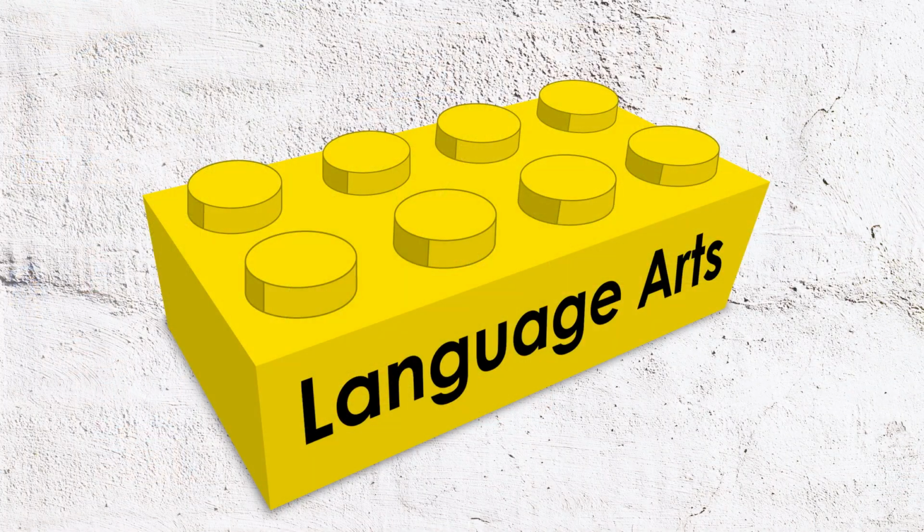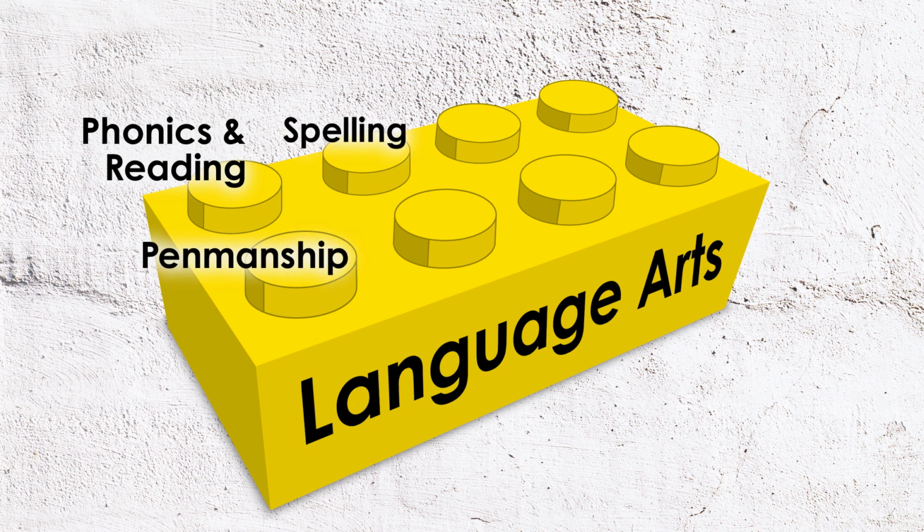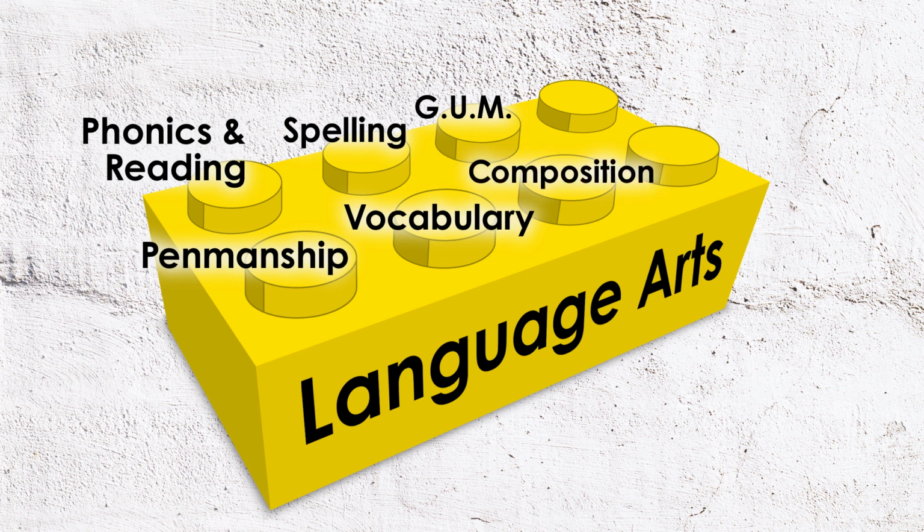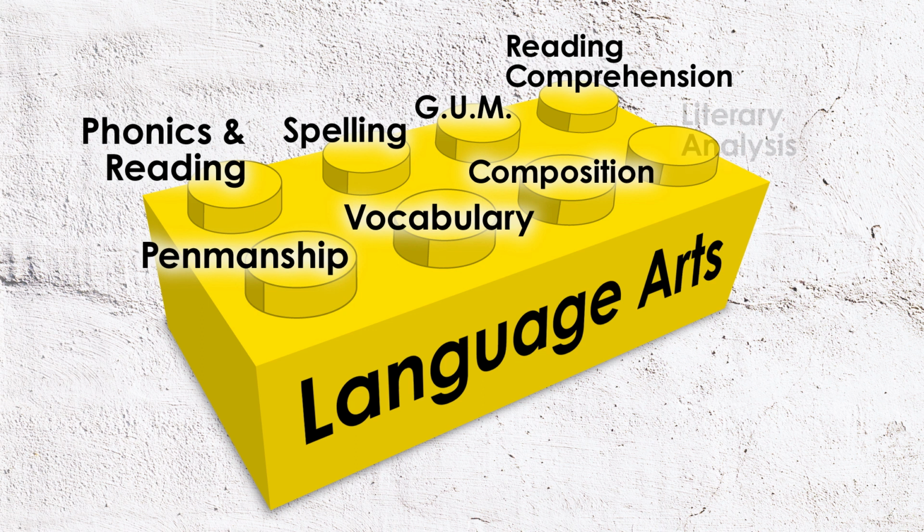Language skill progression is easily constructed of 8 major categories. And as you examine your ELA curriculum, look for how these 8 basic categories fit together, when each is taught, and how in-depth each one is taught. We have phonics and reading instruction, penmanship, spelling, vocabulary, grammar usage mechanics, abbreviated as GUM, composition, reading comprehension, and literary analysis.